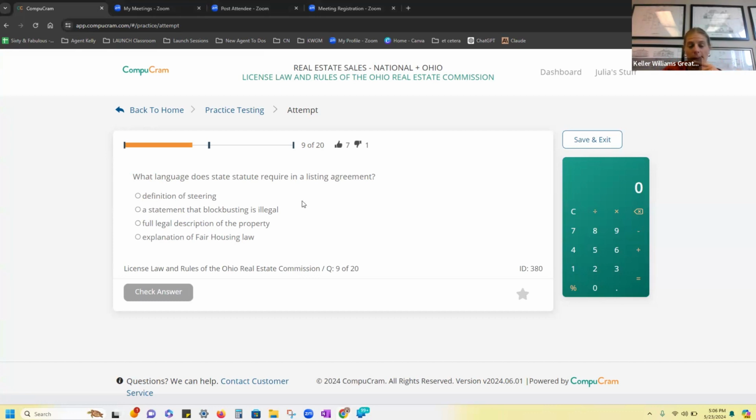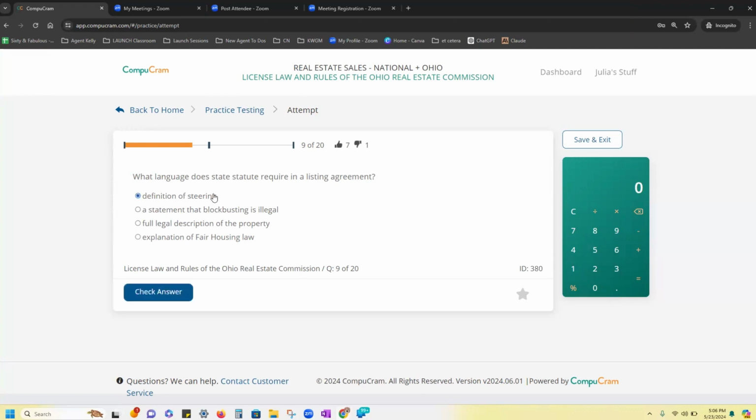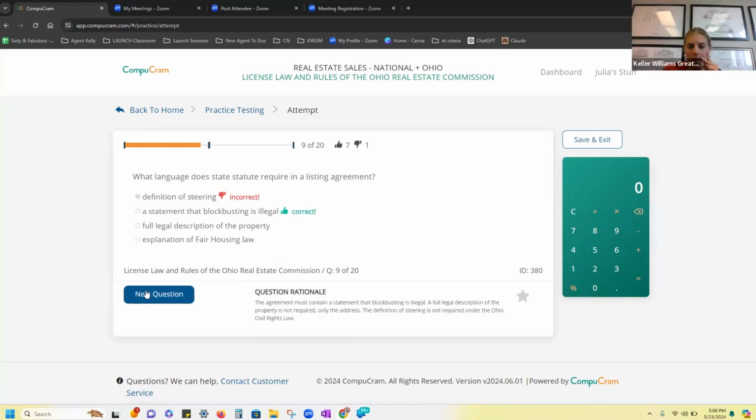I feel like A, B, and D are all good answers. I'm thinking about A, but I'm not 100% sure. Let's try A. Okay. So it is B. It's hard to know that, so a statement that blacklisting is illegal.